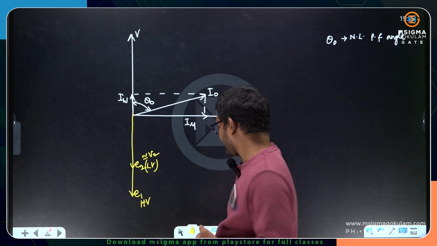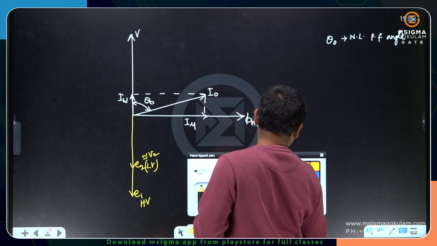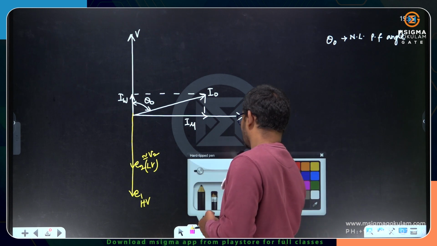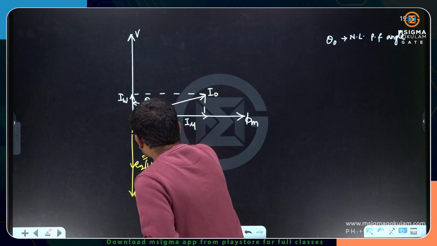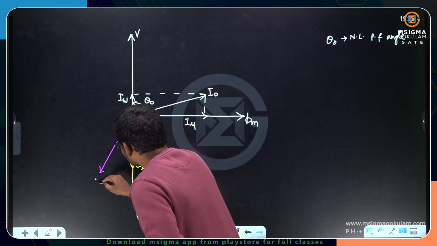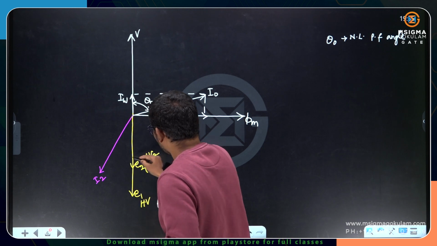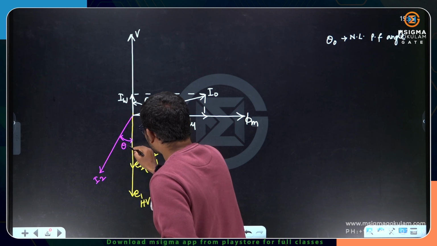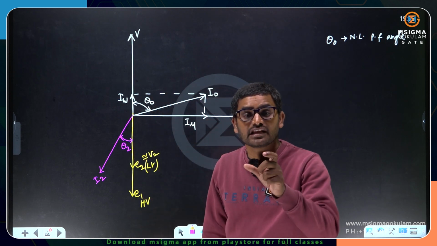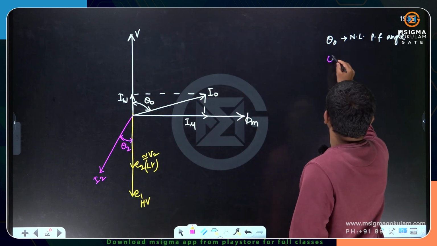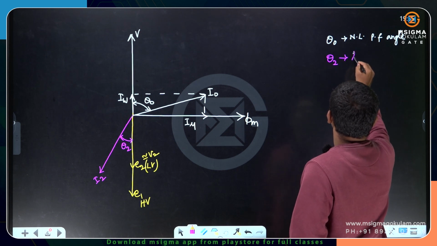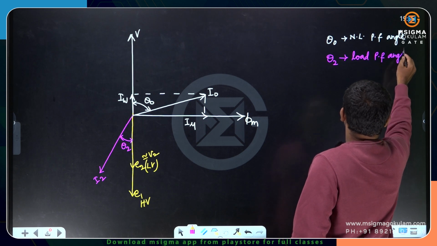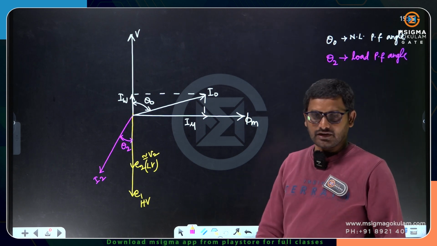As the load is a lagging load, let me draw the current here. The current lags E or V2 or E2 by some angle. This angle is theta 2. Theta 2 is the load power factor angle. You can take it as the load power factor angle if it is a lagging load, and likewise if it is a leading load.